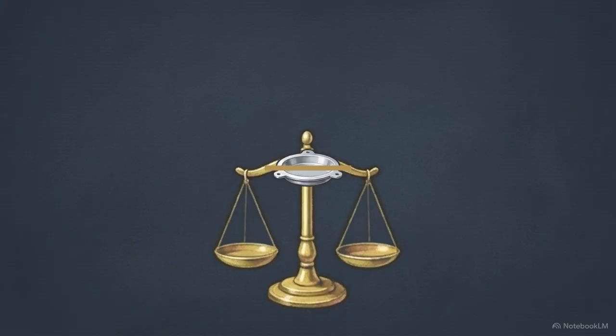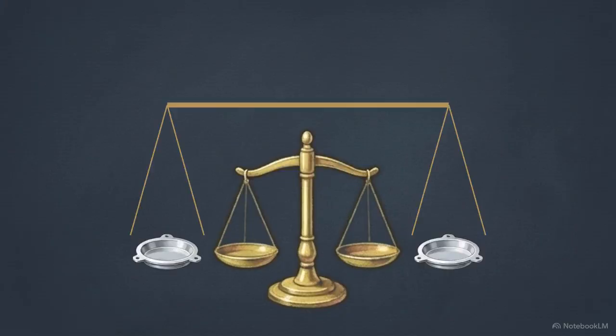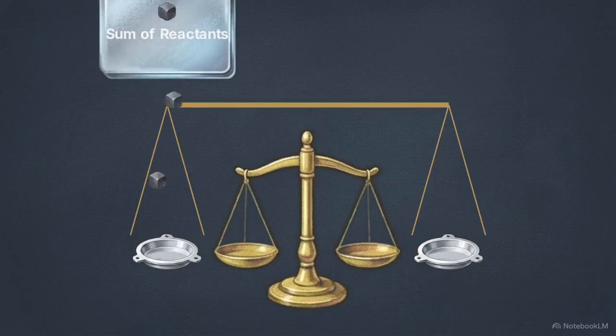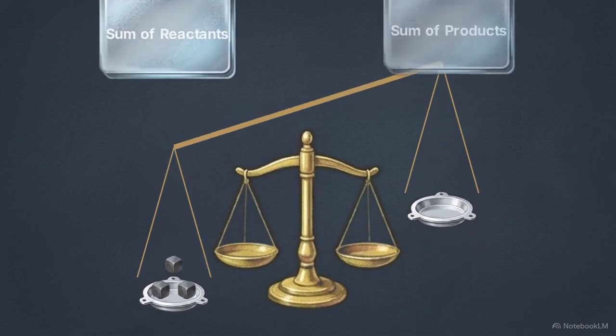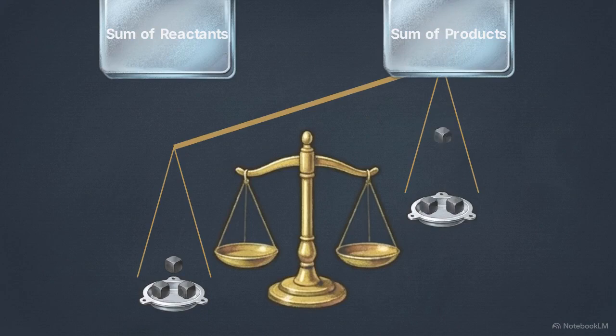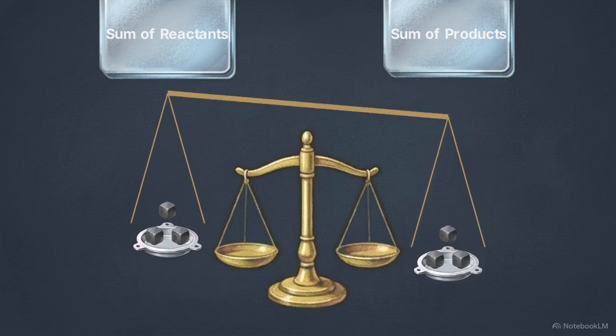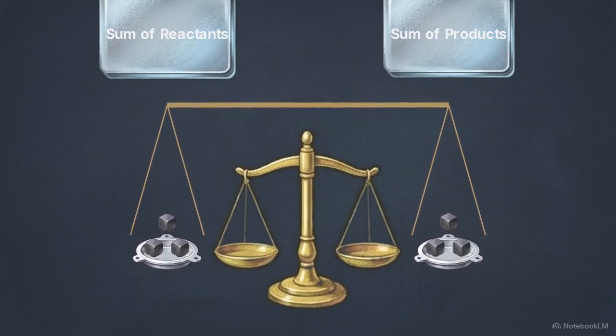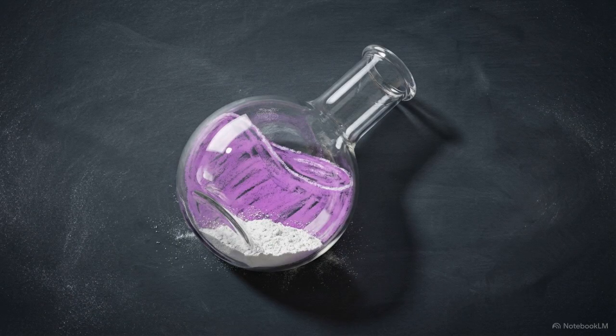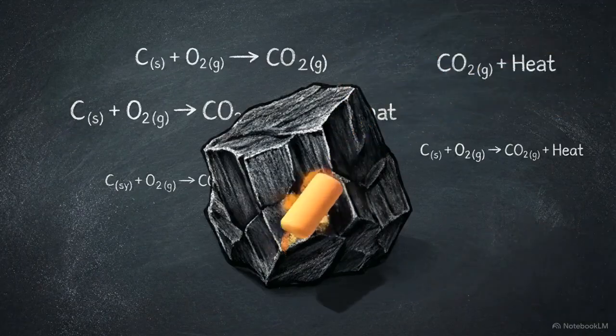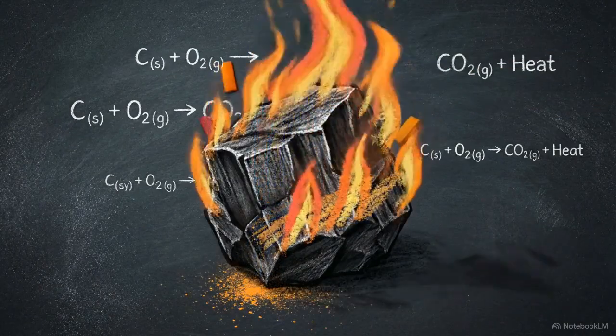Think of a chemical equation as a physical scale. On the left are the reactants, the starting materials. On the right are the products. To work, the scale must perfectly balance. The total mass of reactants must equal the mass of the products. This proves that matter cannot simply vanish during a reaction. It only changes form.